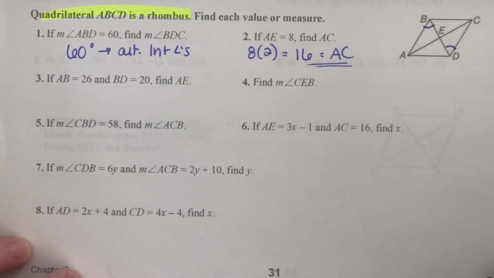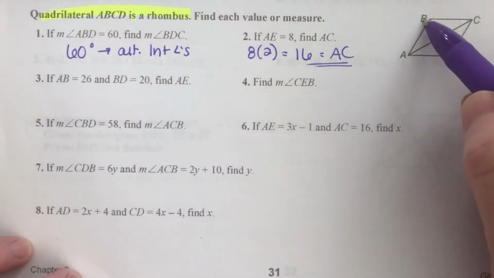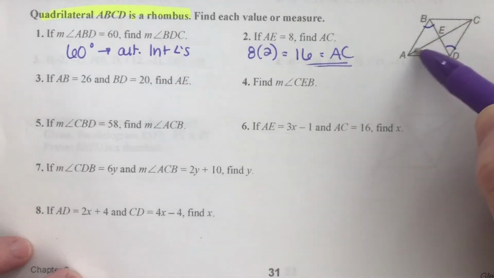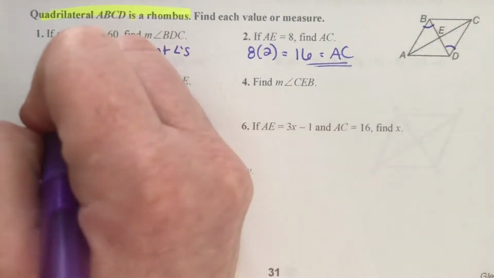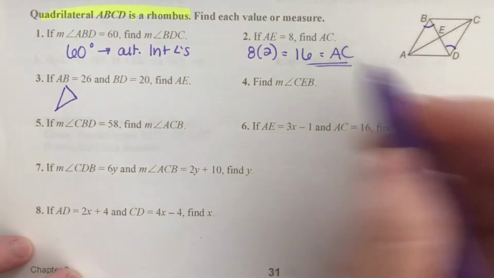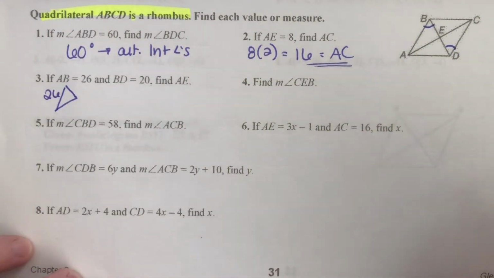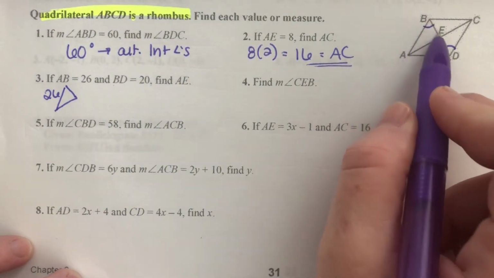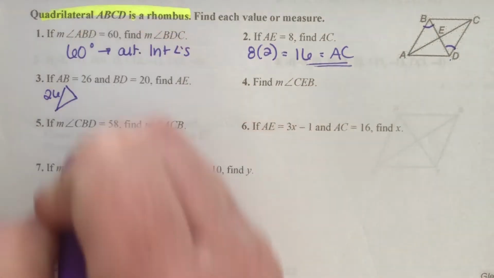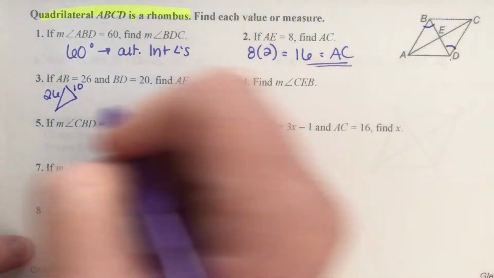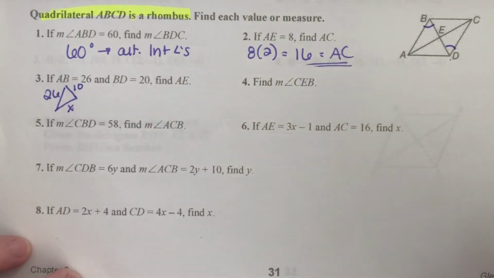All right, number 3. If AB is 26, this line here is 26, and BD, this diagonal, is 20. Find AE, this guy. All right, so we're looking at basically this triangle, right? AB is 26, this guy here. BD, this whole entire diagonal is 20, so half of that is just this little top part here, BE, and half of 20 is 10. Find AE, which is this side. So this is the side I don't know, right?